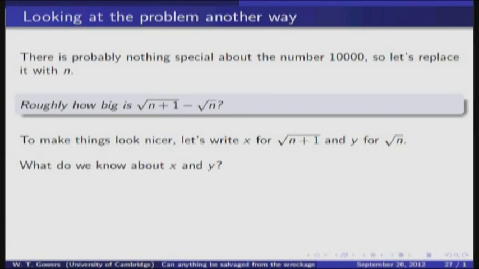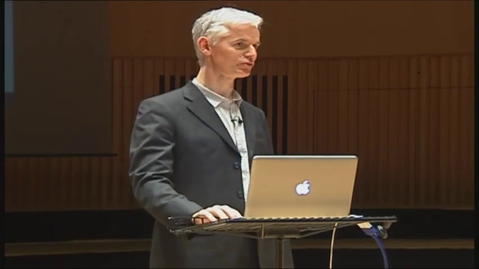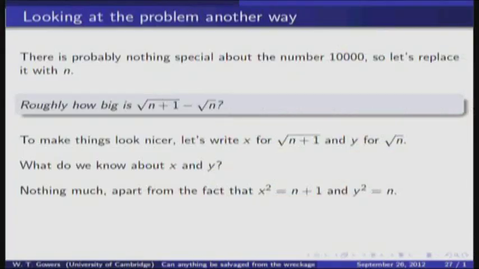So having written x for that and y for that, let's just write down the facts that we know. The main fact we know about x is that when you square it, you get n plus 1, and the main fact we know about y is that when you square it, you get n. That's what I meant by the square root. We also know that they're positive. So we don't know that much, but we know that x squared is n plus 1 and y squared is n.